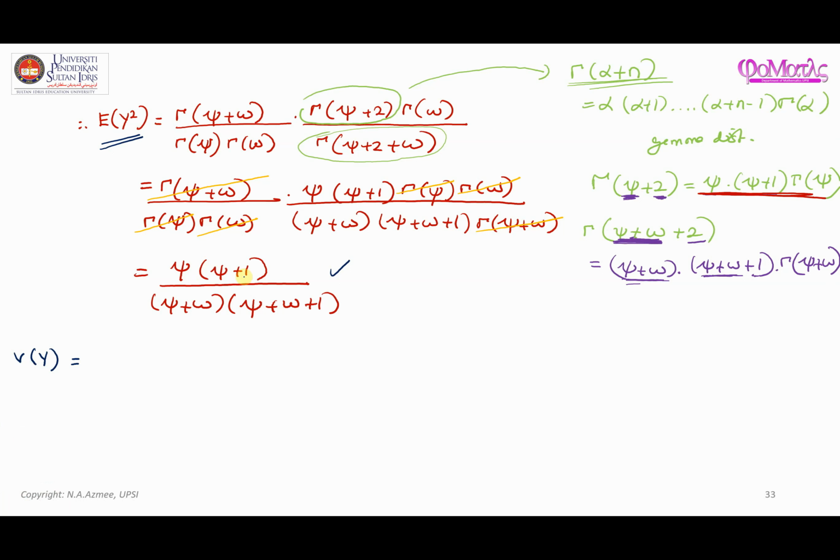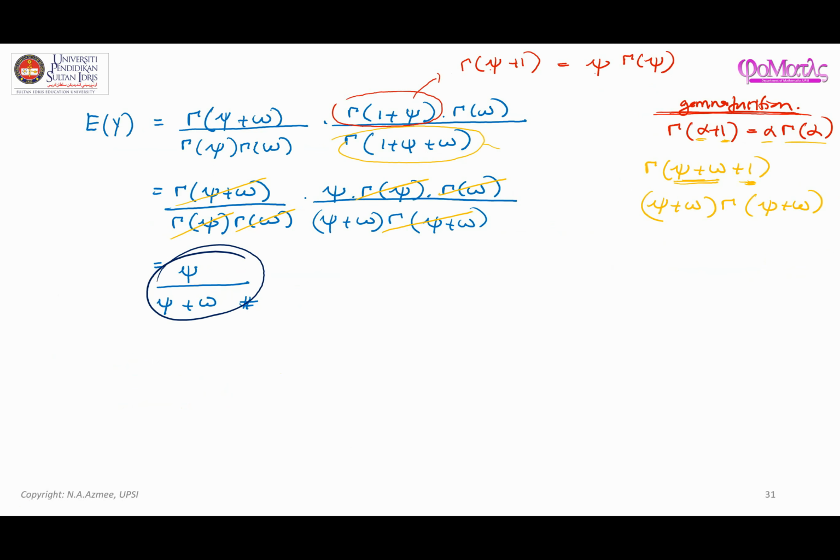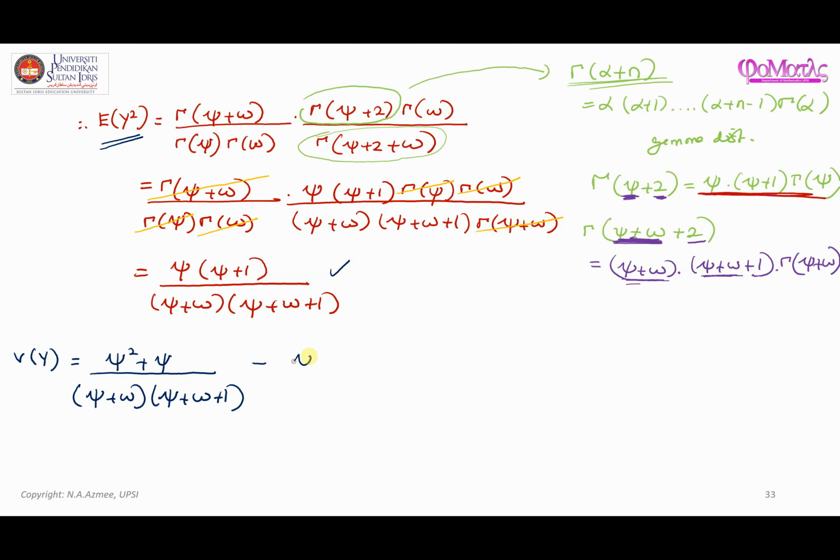If you want, you can multiply this, so we get psi squared plus psi. That's at the top part. At the bottom, I'm just going to leave it like that: psi plus omega, psi plus omega plus 1. So that is E of y squared, and we're going to minus E of y, and you square it, right? So what is E of y? E of y is this one, psi over psi plus omega. So here we have psi over psi plus omega, and you got to square it.